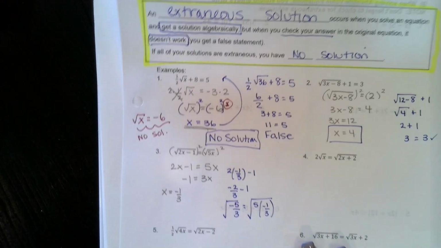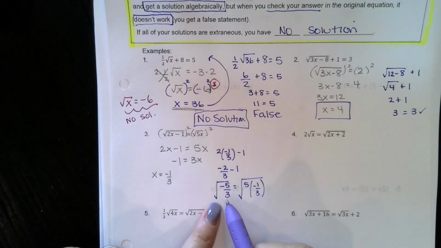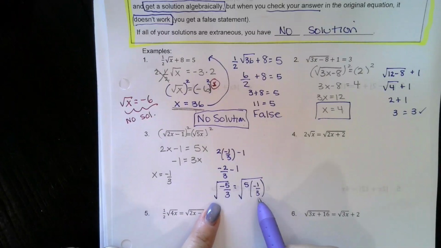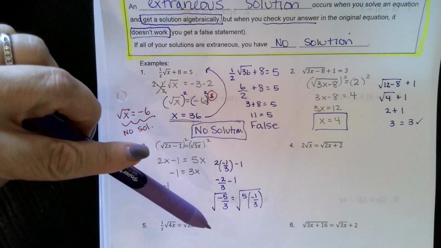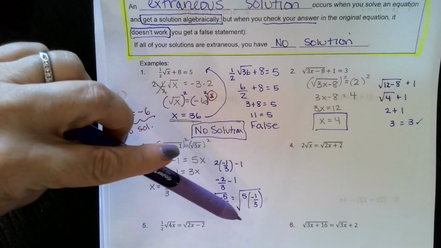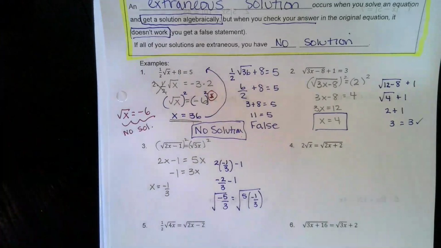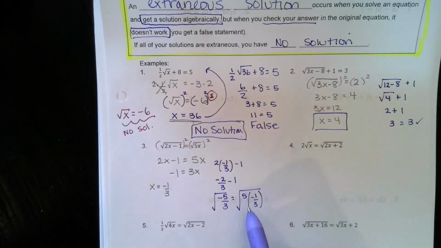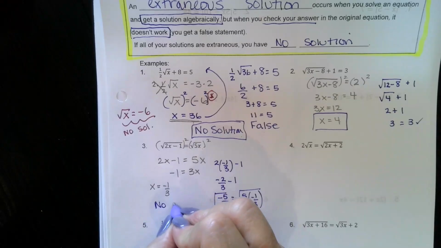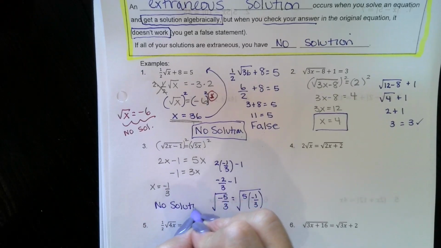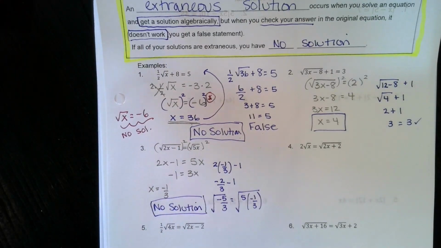So the question, this is a tricky question. The question says this is -5/3 and this is -5/3. But the question is, can I have a negative under the square root even when both sides are positive? And the answer to that is no, I can't. So when I go back to this part, even though I have an answer, this is going to be no solution again.